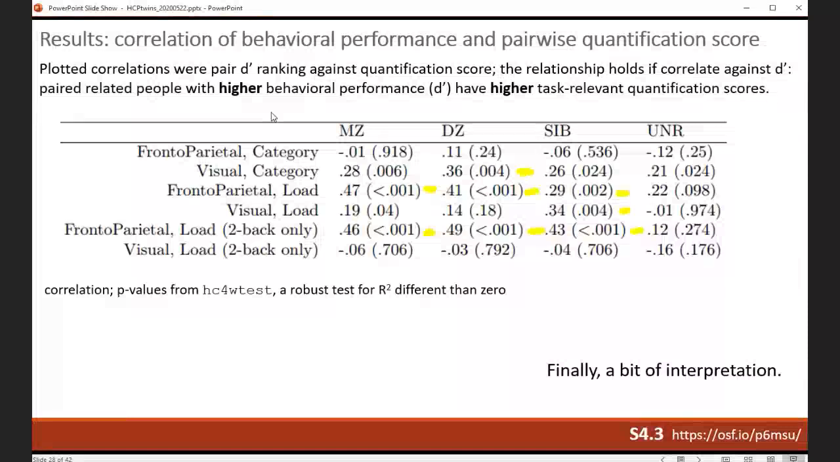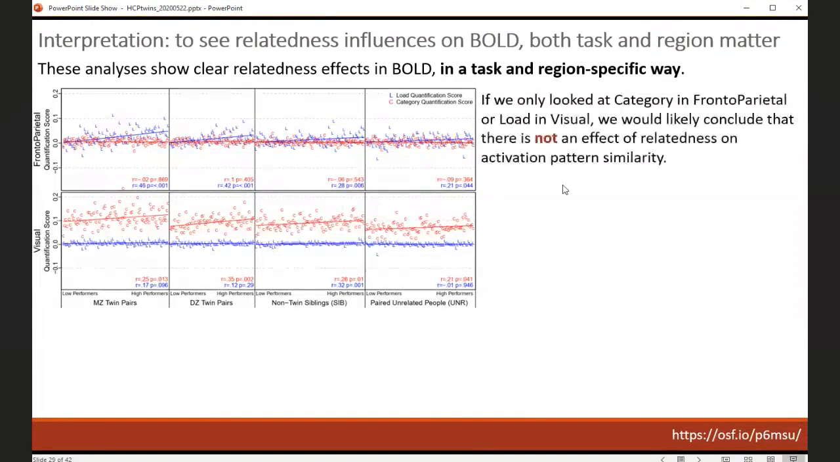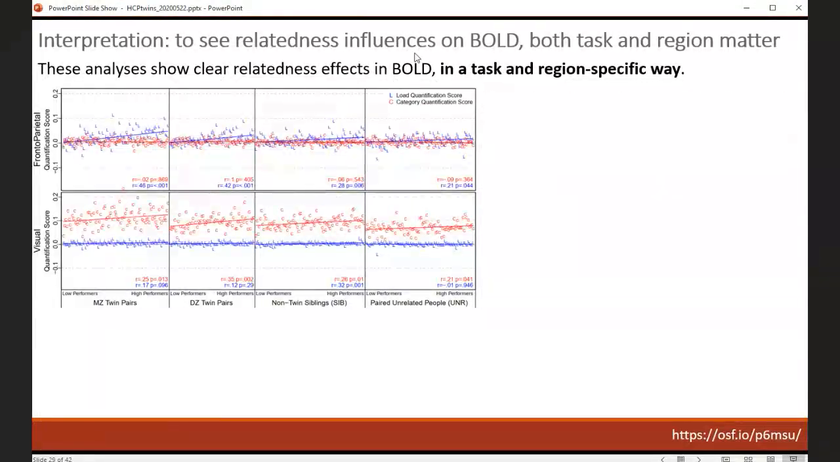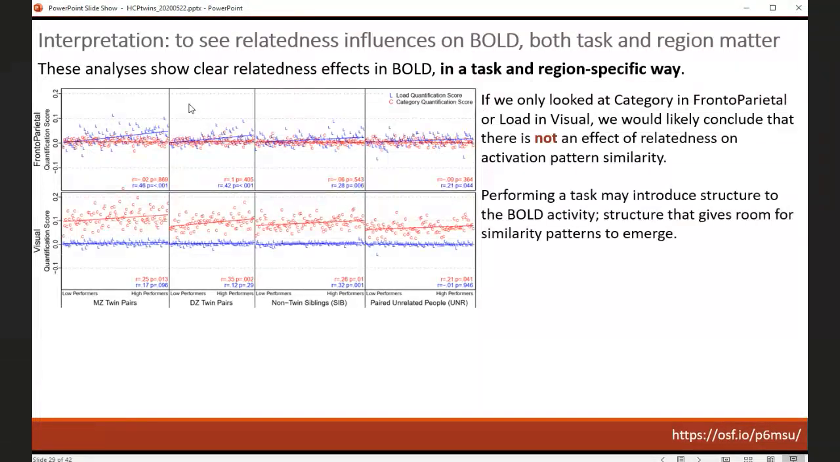So a bit of interpretation to try to finish this up. One thing to interpret with this is that I think this shows clear relatedness effects in this task BOLD, but it's in a task and region specific way. If all you looked at was category in frontoparietal, so the red, or load and visual, this blue down here, you would say there isn't any effect of relatedness on the similarity. You really have to look at the category and visual, the load and frontoparietal, so both matter. And I think of that as just doing the task giving structure to the BOLD activity.